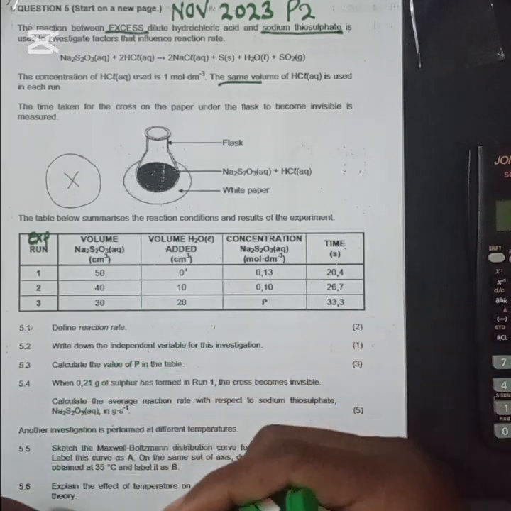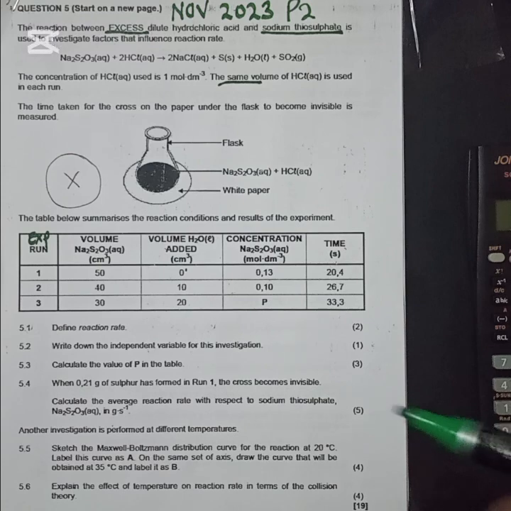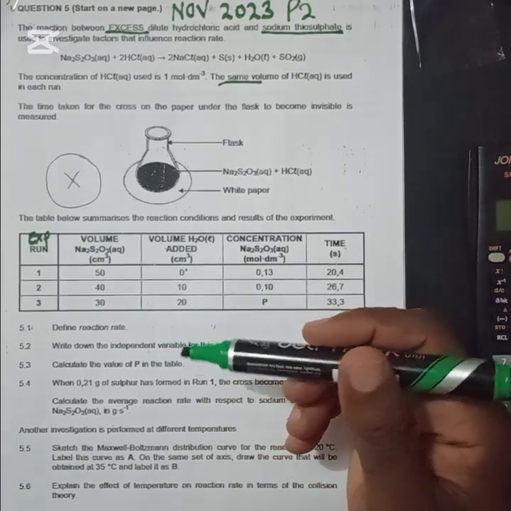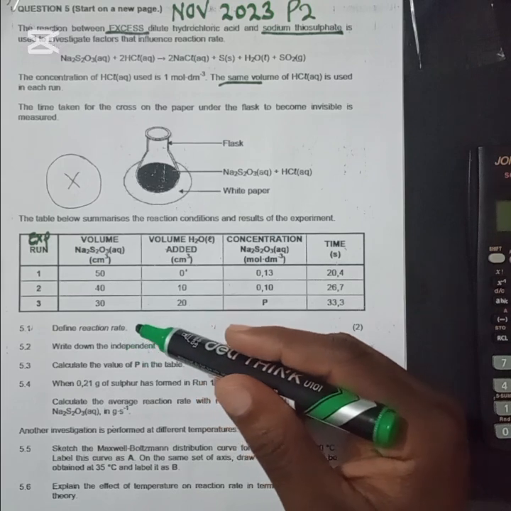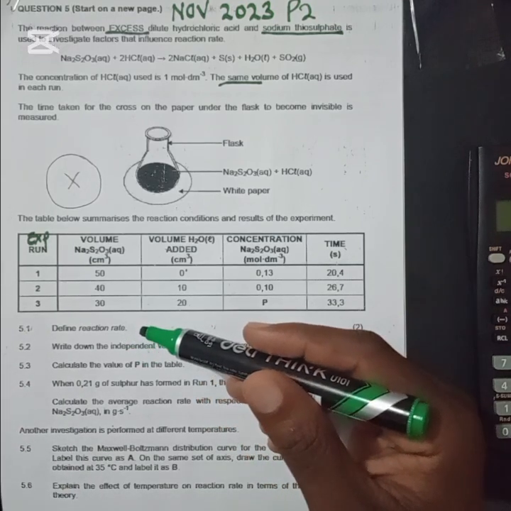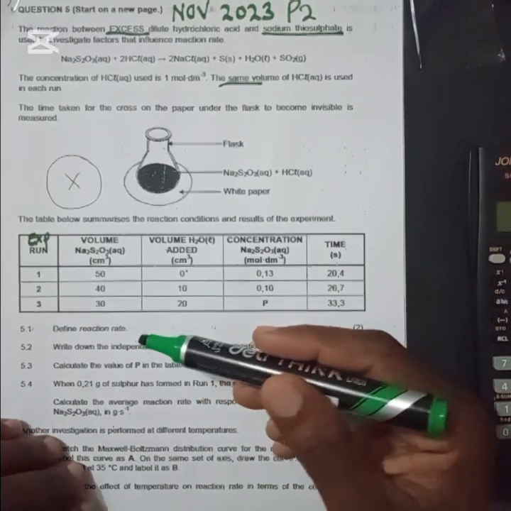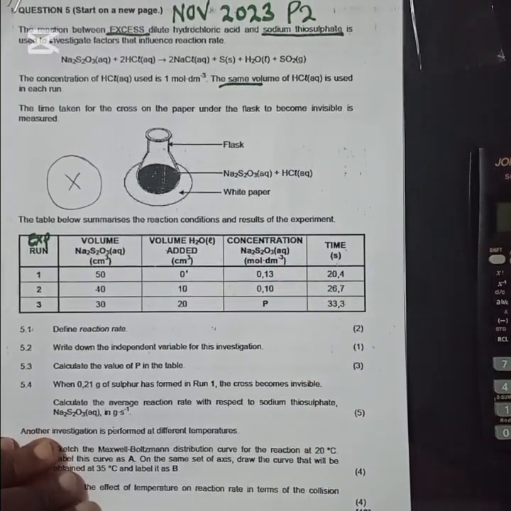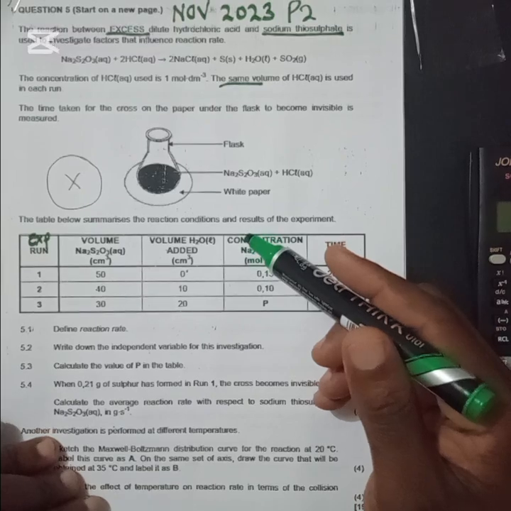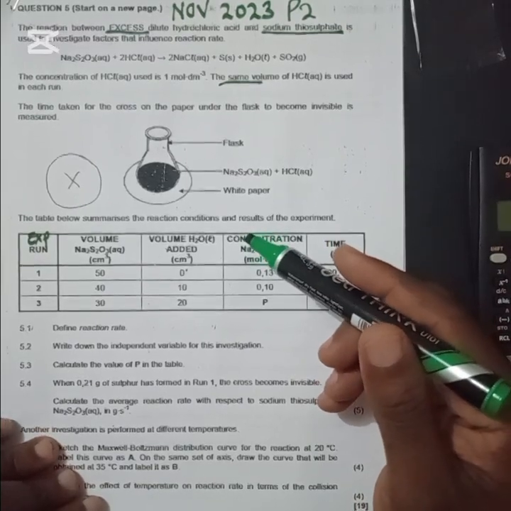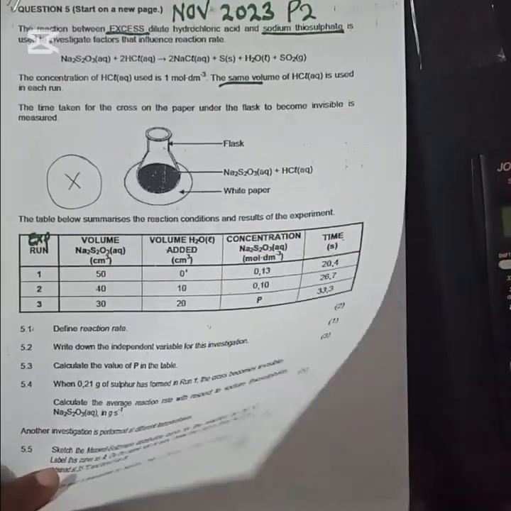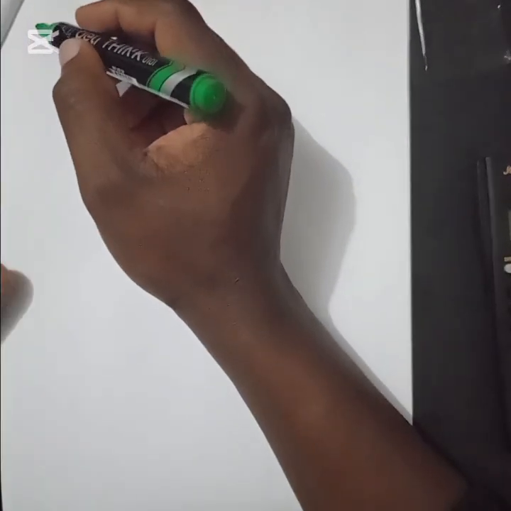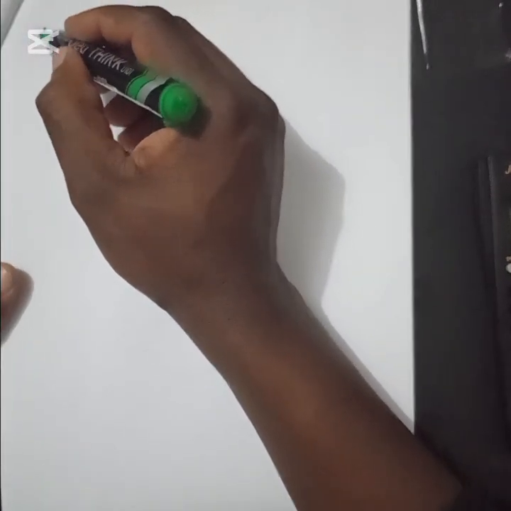Okay, so our question number 5.1, the first question, is simply defining the term reaction rate. Right, if you know the definition of reaction rate, then defining it becomes so simple, because the definition of reaction rate comes from the formula for calculating reaction rate. So let me just write here the formula for calculating reaction rate.